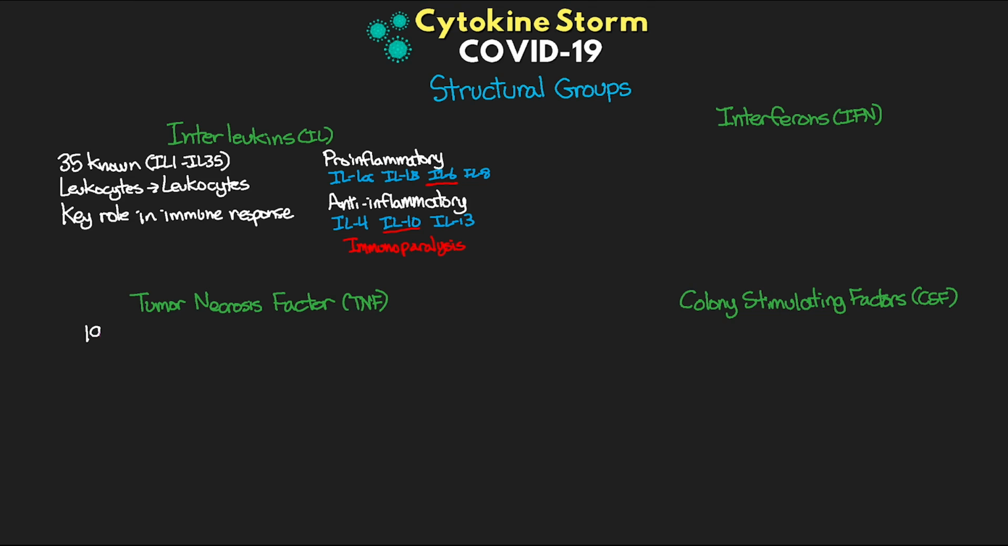Now this one's also a pretty large group of 19 different forms of this, and this is produced by mast cells, macrophages, and T cells. And these can play a major role in immune cell activation, differentiation, growth, and death.